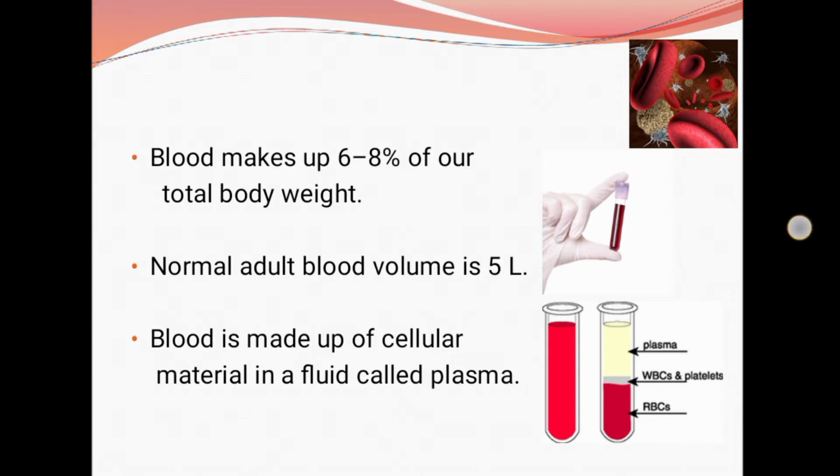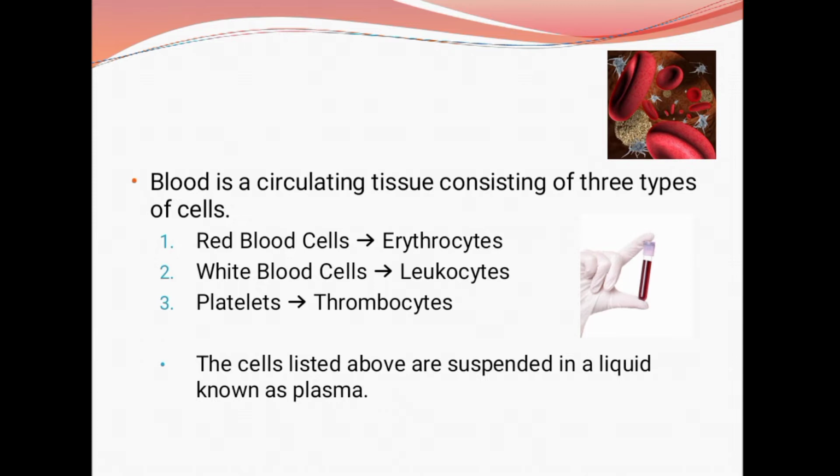And the blood is made up of a cellular material in the liquid form, that is known as plasma, and the rest constituent of the blood is the blood cells that constitute the solid portion of the blood. There are three different types of blood cells: red blood cells, white blood cells, and platelets. Red blood cells are also known as erythrocytes, white blood cells are also known as leukocytes, and the platelets are also known as thrombocytes. And these blood cells are suspended uniformly in the liquid portion, that is plasma.